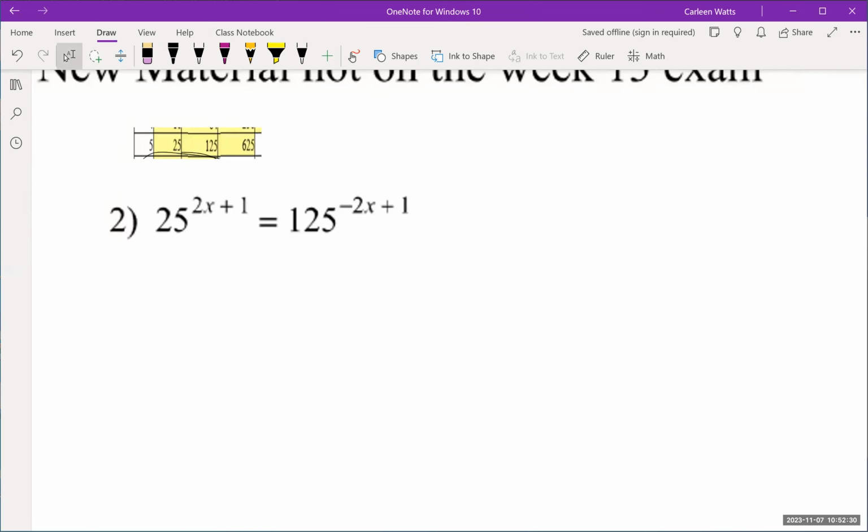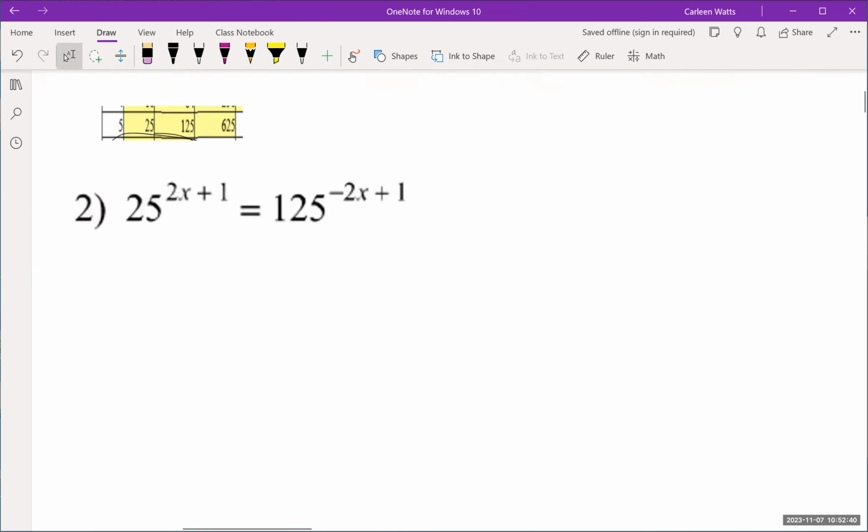Okay. Number 2. Colton's joining. Bye-bye. Have a good day. And he's like, you're just on number 2. I'm so late and you're just on number 2. Okay.